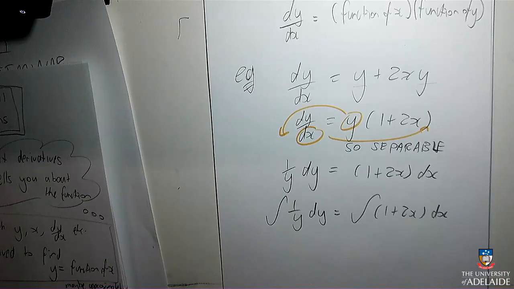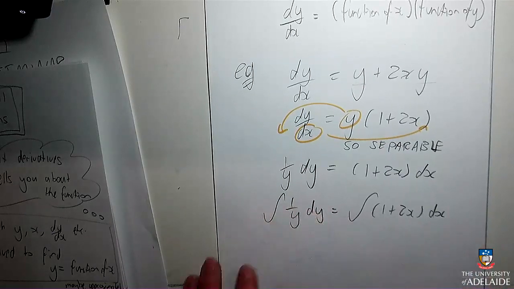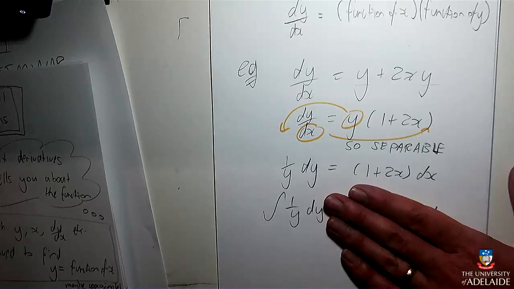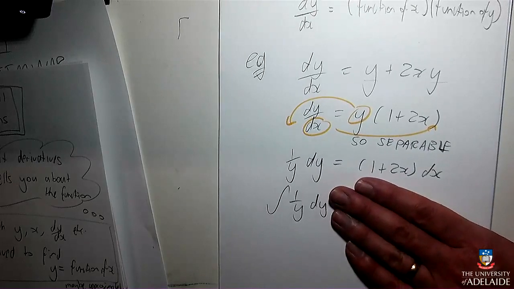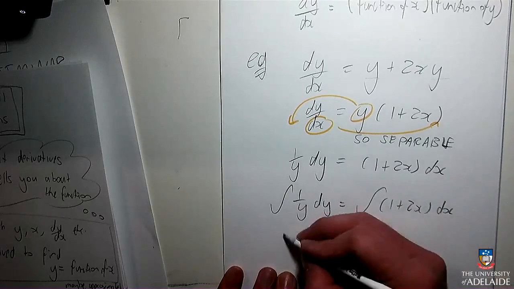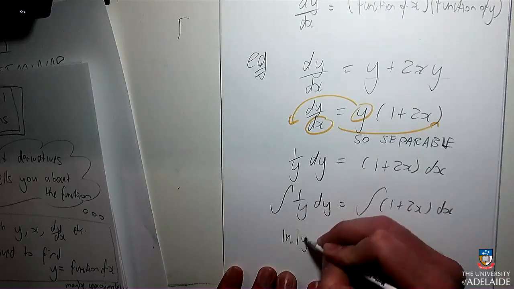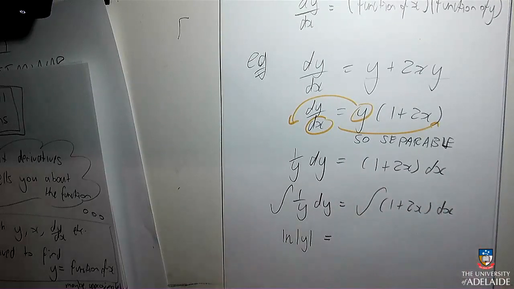Okay, so now I have to integrate this. And so I integrate them separately. So I look at this all by itself and I think 1 over y dy, well that would be ln of y. Technically absolute value. Depends on whether y is allowed to be negative or not. If y is allowed to be negative, then you need the absolute values there.